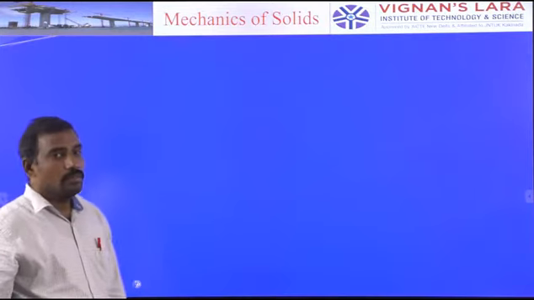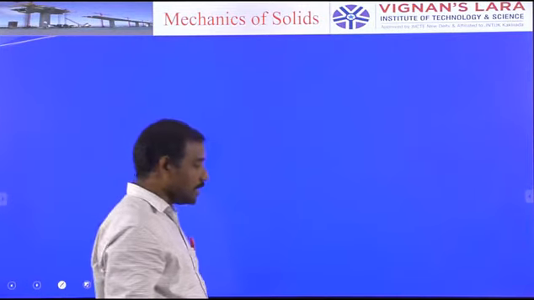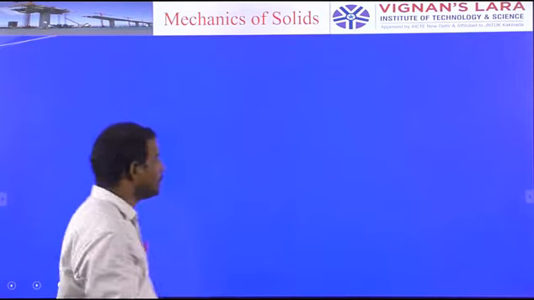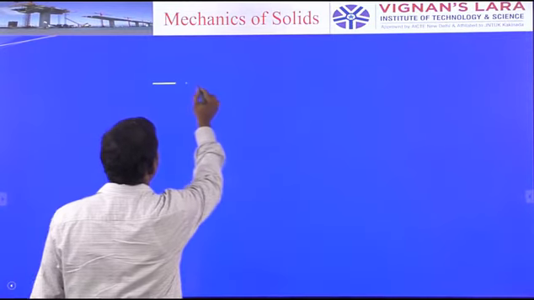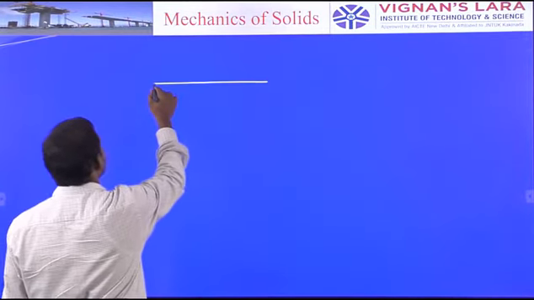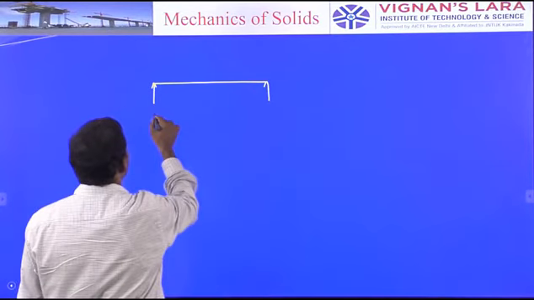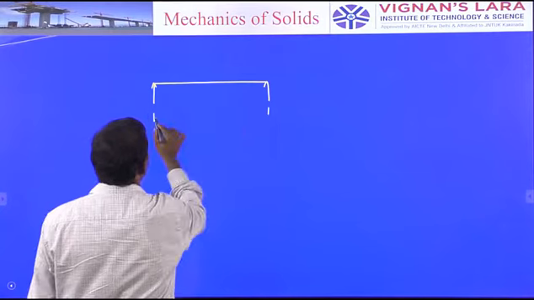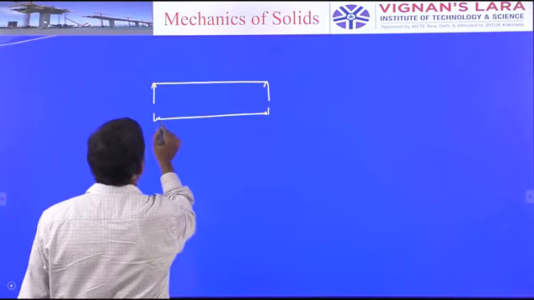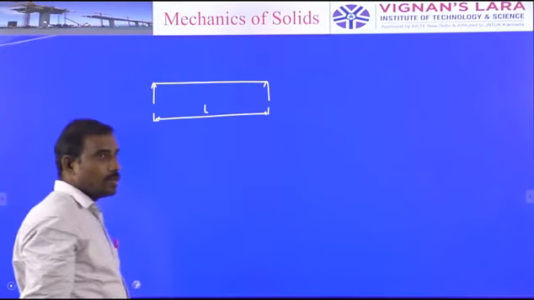How is the double integration method used? For that, let us consider a simply supported beam of span length L. See, this is the span length L. This beam is loaded.